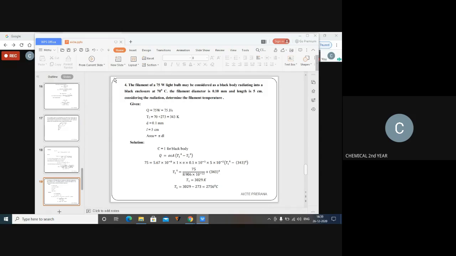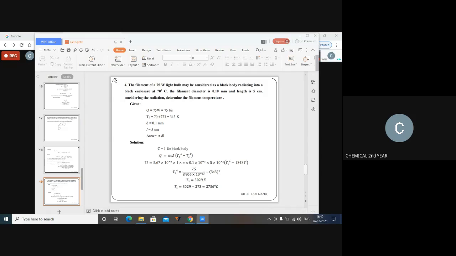Therefore 75 is equal to 5.67. So Q is equal to 75, they have given. Here you have to find out the temperature. One temperature T1 is given, so you have to find out the other temperature. So Q 75 is equal to 5.67. Yes, sigma value is a constant value.